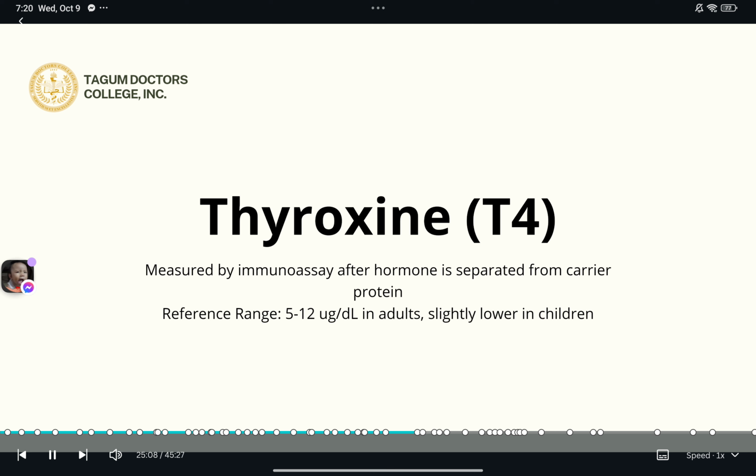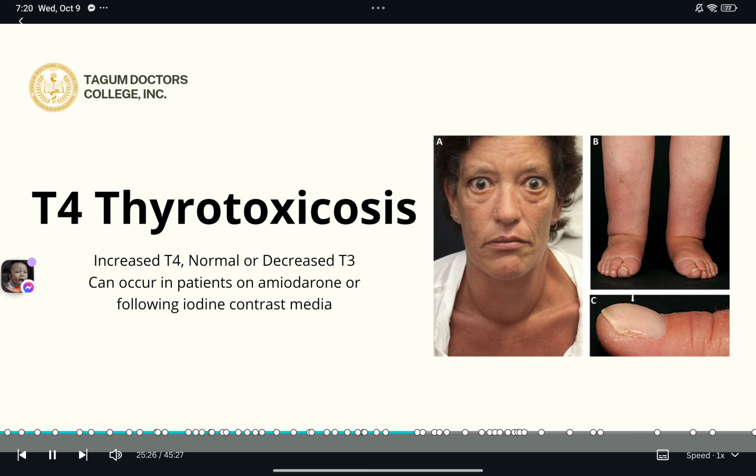And then next you have your thyroxine or your T4. It is measured by immunoassay after hormone is separated from the carrier protein. Ang reference range sa ato ang T4 is 5 to 12 micrograms per DL in adults and it is slightly lower in children. We have what we call our T4 thyrotoxicosis. So it has ingon ani na mga symptoms. So pag T4 thyrotoxicosis, increased ang T4, however, normal or decreased ang T3.